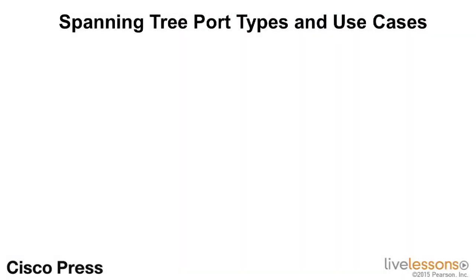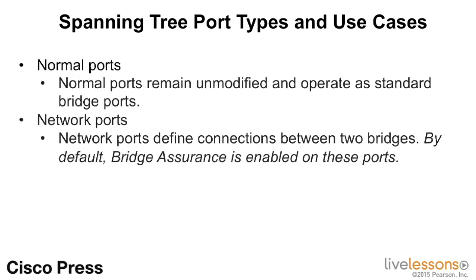Now we're going to cover spanning tree port types and use cases. So I covered a little bit about network ports in the previous example of bridge assurance. So we won't spend too much time talking about network ports, other than typically network ports define connections between two bridges. Again, in a VPC environment, the peer link is really the only connection on the switch that should be enabled as a port type network. Spanning tree normal ports remain unmodified and operate as standard bridge ports, right? These would be ports that typically you would connect from switch to switch in a VPC environment.